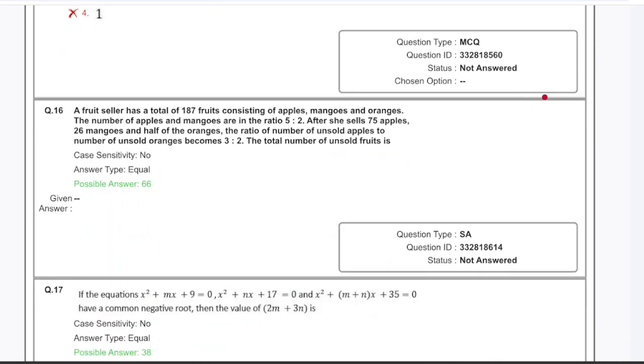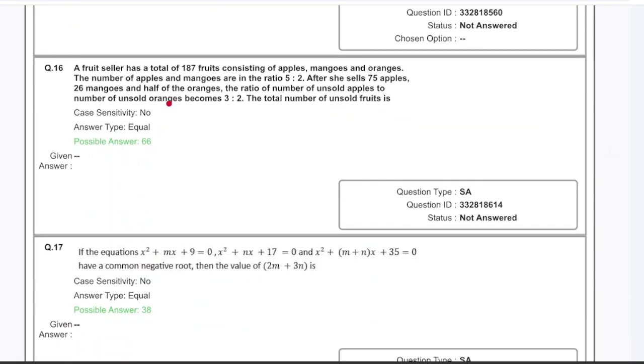Look at question number 16 from arithmetic now. It says a fruit seller has a total of 187 fruits consisting of apples, mangoes, and oranges. The number of apples and mangoes are in the ratio 5 is to 2. And after she sells 75 apples, 26 mangoes, and half the oranges, the ratio of the number of unsold apples to the number of unsold oranges becomes 3 is to 2. The total number of unsold fruit you have to find out.